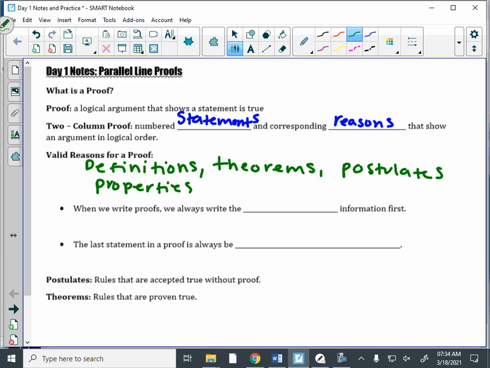When we write a proof, the given information goes first. The given information always goes first. What you're trying to prove will always be last. Right? So the last statement will always be, and this is a typo that I didn't fix apparently, this should be will. Always be what you are proving. What's the proof?